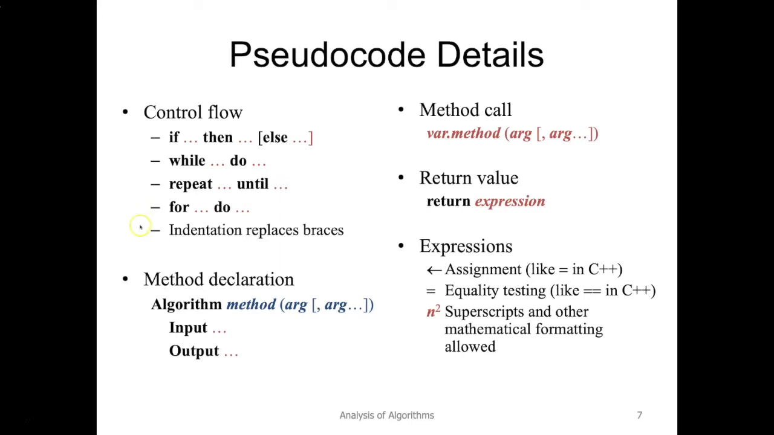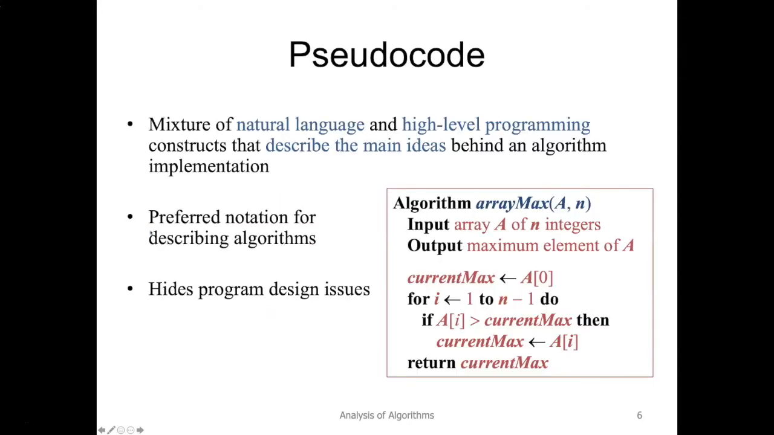You'll notice from the previous example that we're using indentation instead of braces. So this is more of a Python-esque type of style. So let me go back for a moment. We have that everything inside of the if statement is indented by one tab. Everything inside of the for loop is indented, etc.